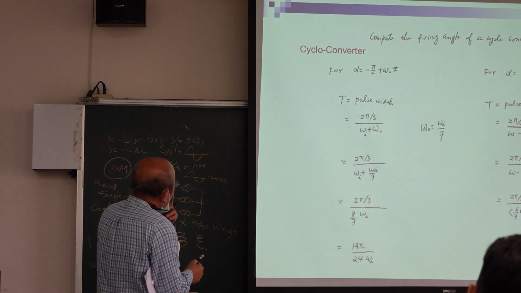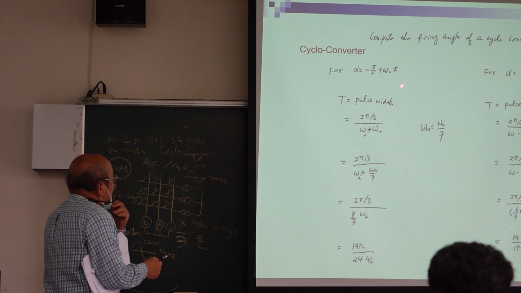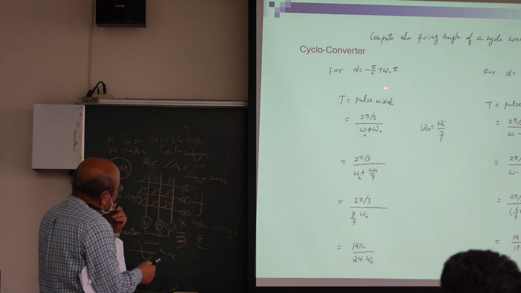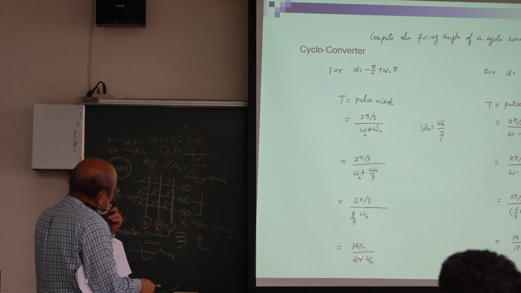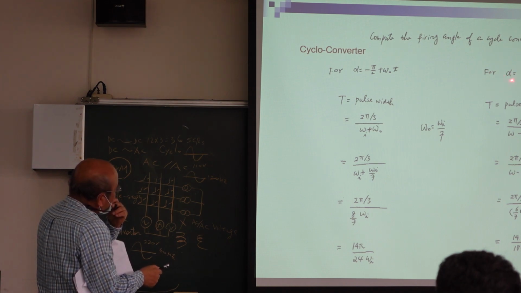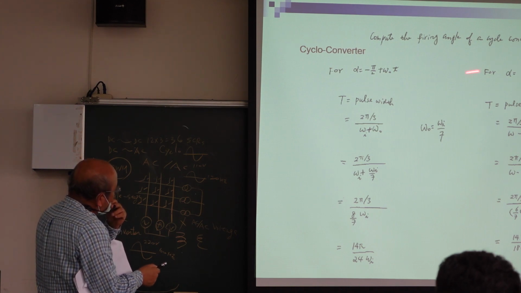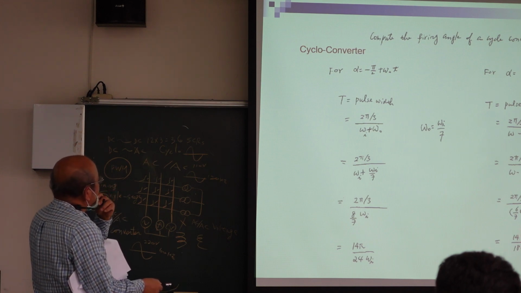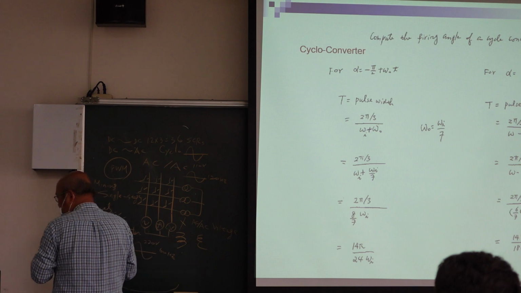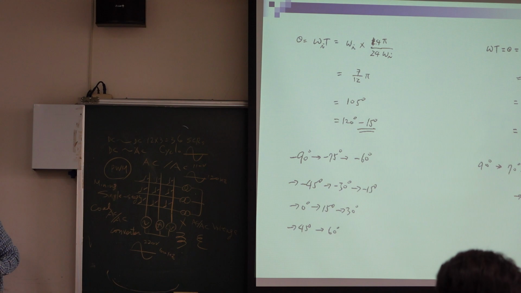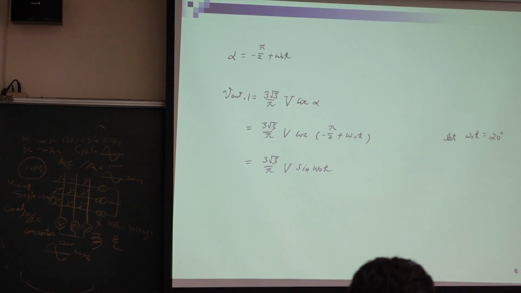We change the delay angle. The delay angle is minus 90 plus omega 0 t. So we can compute the time interval, or we can change the delay angle from 90 degrees minus omega 0 t. Both are okay. Then we can have the time interval like this. Then what is the waveform? So we can draw the waveform like this.